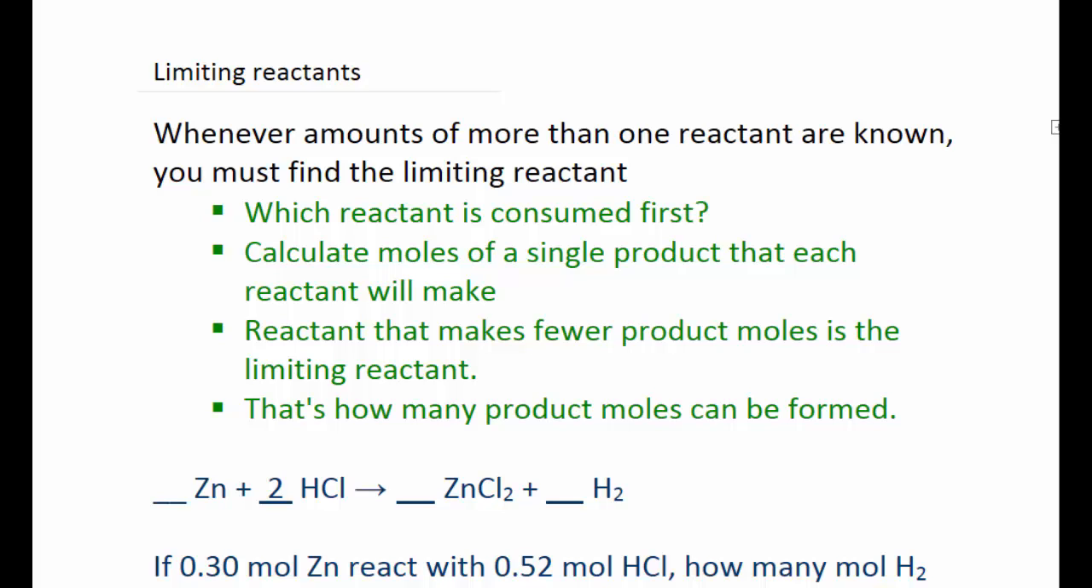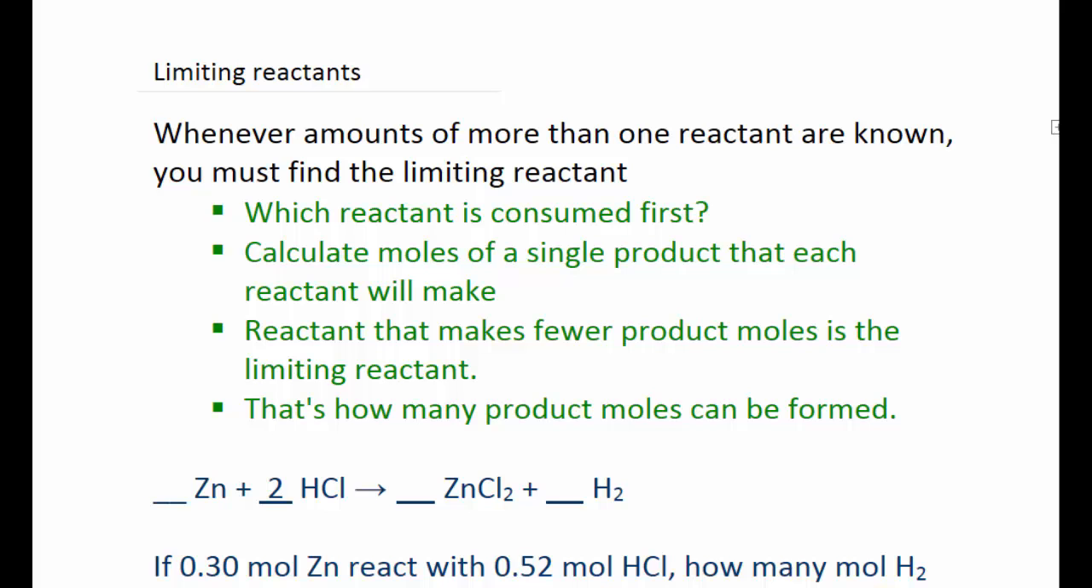So what we're going to do is calculate the moles of a single product that each reactant will make. Many times you'll be asked about a product, so it's helpful to do the calculations about the product you're asked for. Sometimes you're just asked which reactant will be used up. So you just pick one of the products and do the calculations for that. But it's important that you do this in terms of how much of a certain product can be formed. That's probably the simplest way to look at it. The reactant that makes fewer product moles is the limiting reactant. And that's how many product moles can be formed.